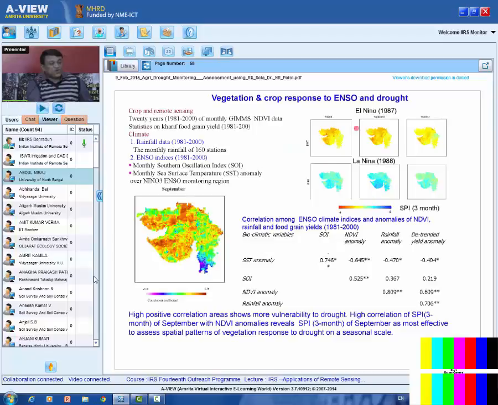This is what we have also analyzed: 1988 La Nina, 1987 El Nino, and we also got, with the Southern Oscillation Index, good correlation between the rainfall anomaly as well as foodgrain anomaly. So 3-month SPI is a good indicator of drought, and this ENSO index can also be an indicator of regional drought.